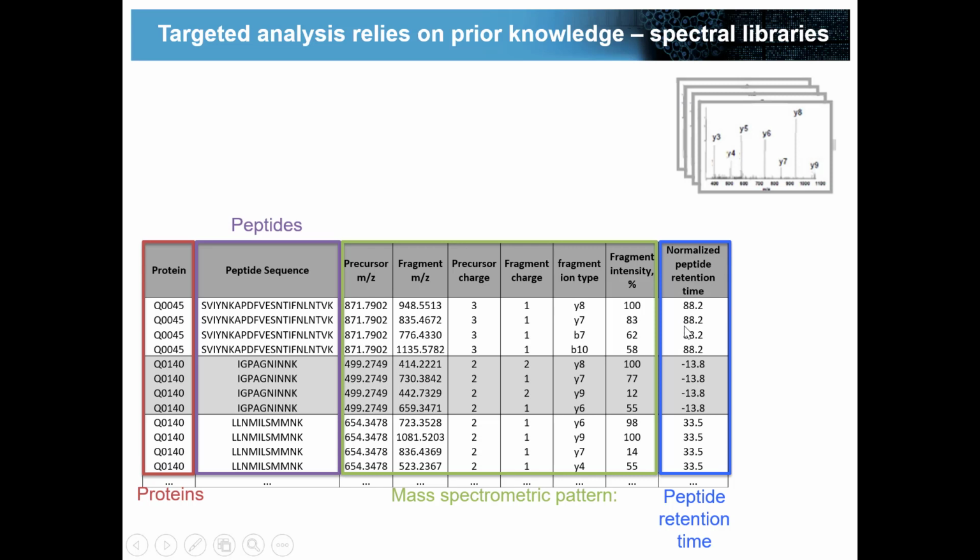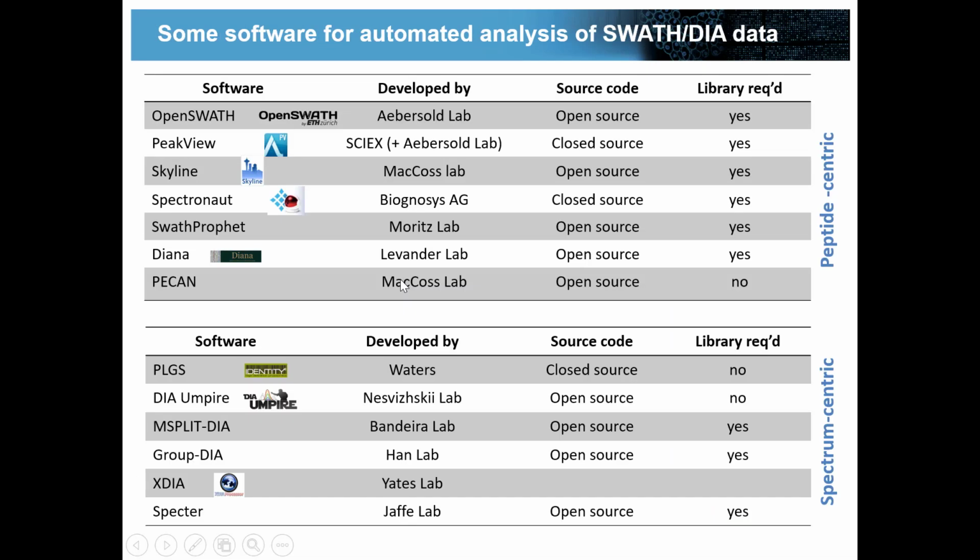So when do we expect this peptide to elute from the chromatography? This library, sort of prior knowledge part, I'm going to talk about in section 2. So we're going to come back to this.